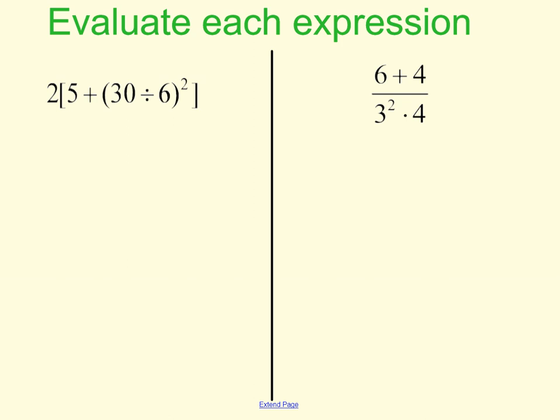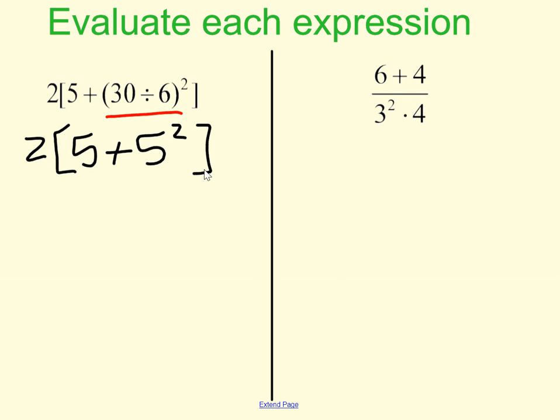So for our first example, we have parentheses. But inside those parentheses, we have a 30 divided by 6, and we want to do that first because that is inside of the second set of parentheses. So that should be the first thing that we take care of. So we have 2, we still have the 5, plus 30 divided by 6 is going to be 5, and that is squared.